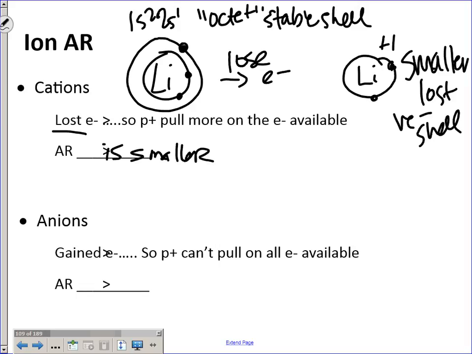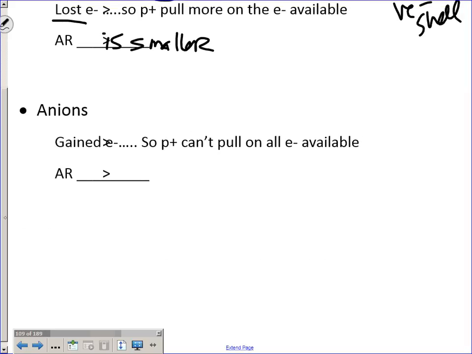And you guys can do the anion one. Write it down. Draw a picture for one of those. Do a small atom. I should see you drawing an example for an anion.